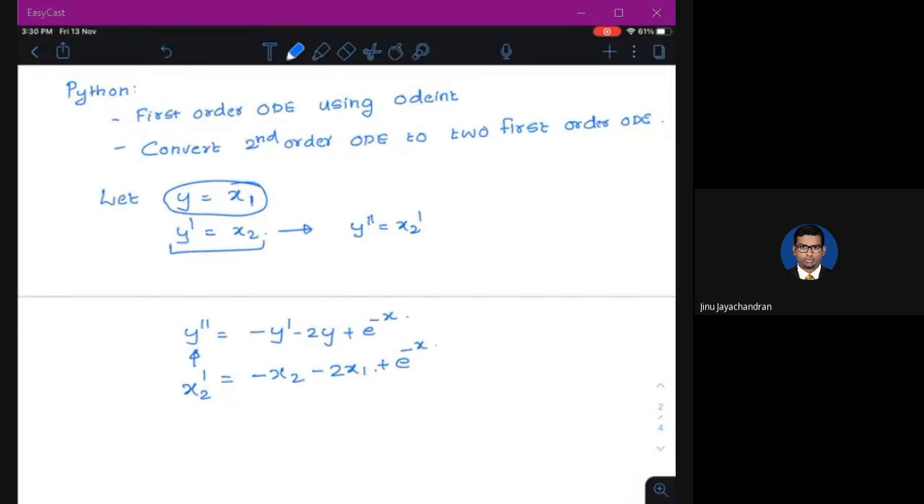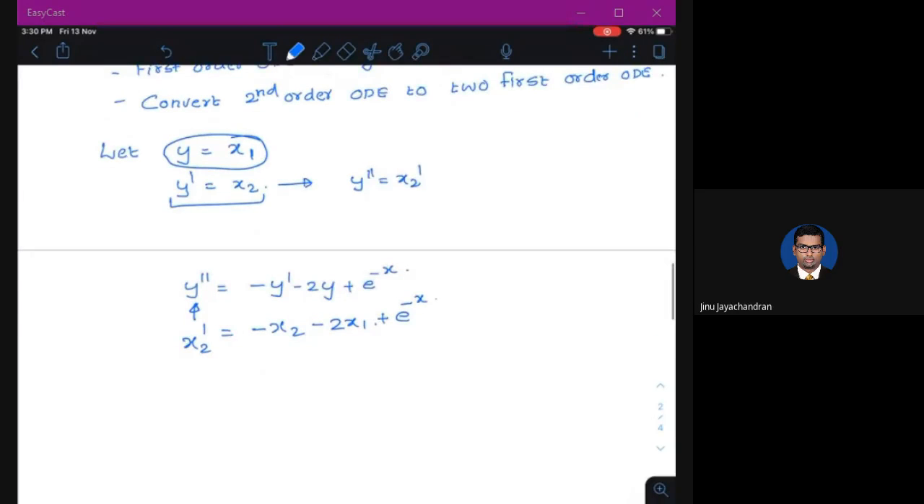Now here x is an independent variable, so whether x is there or not, it doesn't matter. We are concerned only about x2 and x1. So this is one equation. And in this equation, we are dealing with x2 dash. So the left hand side has order 1 and all other terms are on the right hand side.